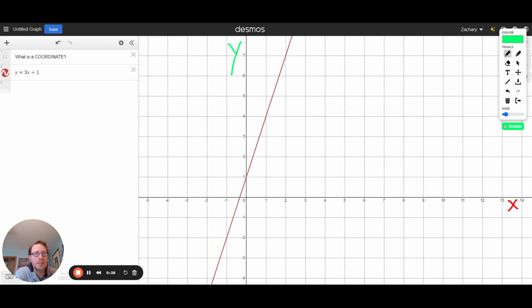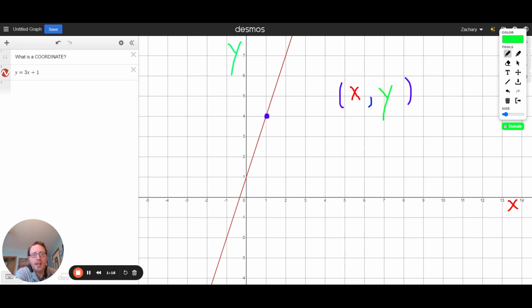So let's pretend we're looking on this red line, and I want to know what the coordinate is of this point. Like I said, it's just like an address. So this is a lovely lattice point, by the way. I want to know its address. And first, I am always using parentheses to say to me and everyone else, hey, this is a coordinate. It tells me where to put something on the graph.